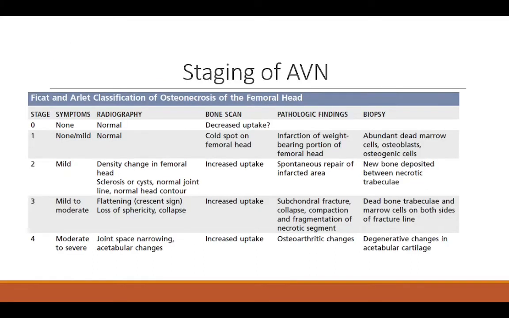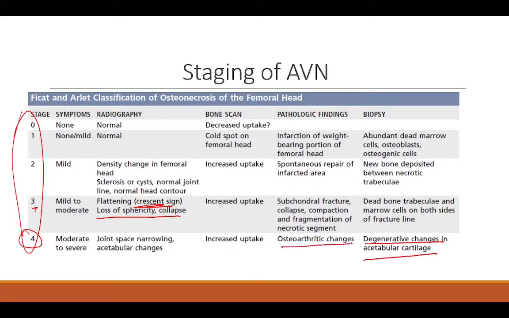The Ficat and Arlet classification for osteonecrosis has 4 stages. Of these, in the third stage, the crescent sign is seen along with the flattening of the femoral head, loss of sphericity and collapse. In the fourth stage, there are degenerative changes in the acetabular cartilage along with osteoarthritic findings on pathology.